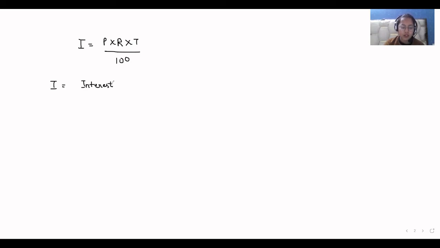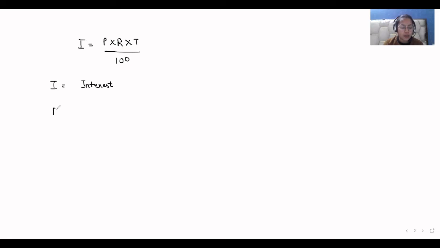What does the word interest mean? It is the additional amount paid by the borrower to the lender for the use of a sum of money. If you are using someone's money, they take a charge on it. So this is called interest. So it is an additional amount paid by the borrower to the lender for the use of a sum of money.